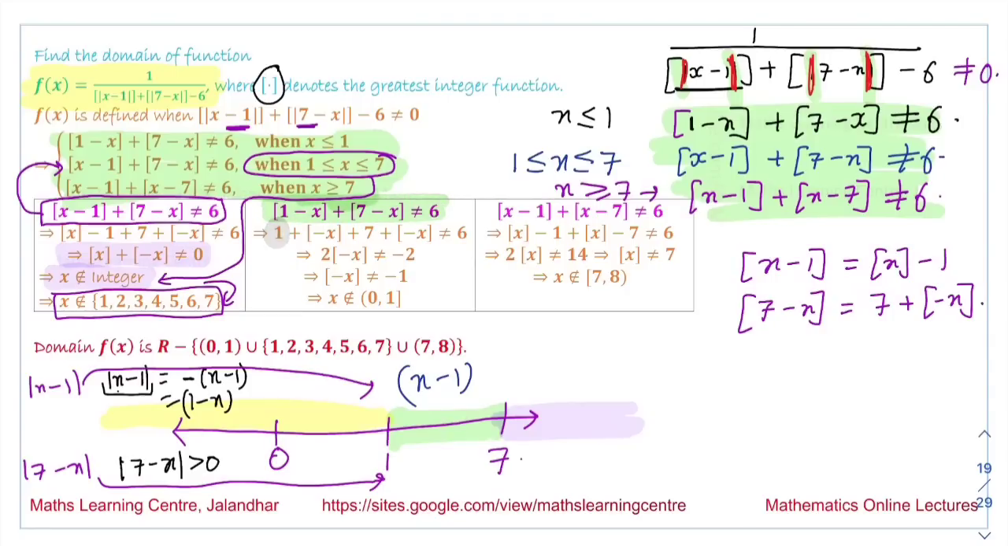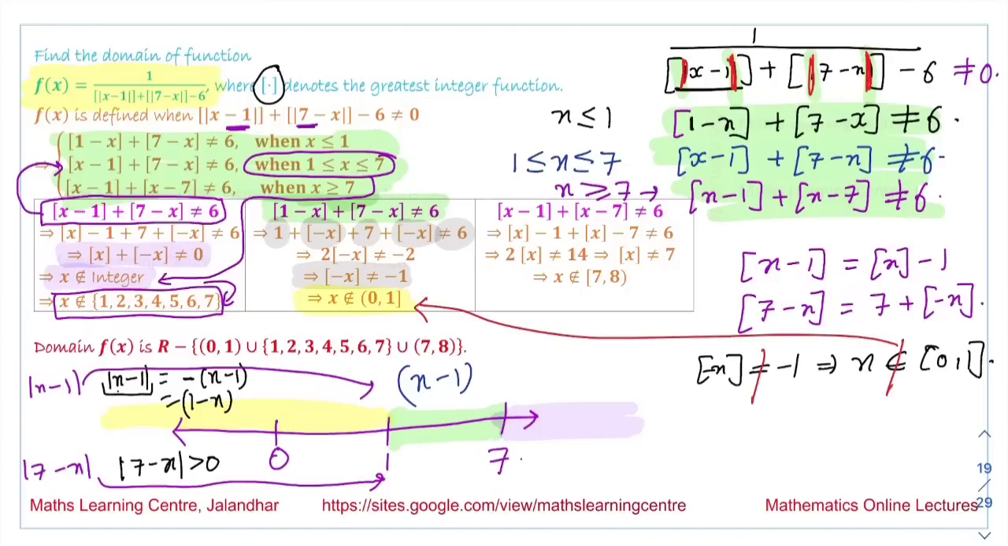Similarly, in the second part, what we get is 1 plus greatest integer of x plus 7 plus greatest integer of minus x is not equal to minus 6. On solving this, we will get that greatest integer of minus x is not equal to 1. We are saying that the greatest integer of minus x will be equal to minus 1. This implies that x belongs to 0 comma 1. So if we are saying that it is not equal to this, then x does not belong to 0 comma 1.